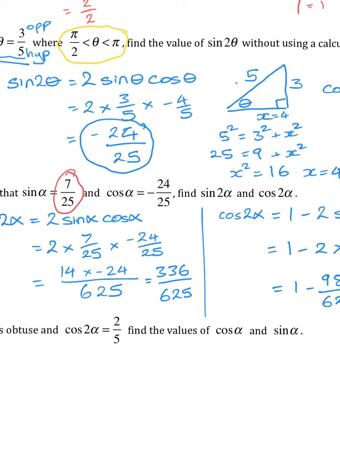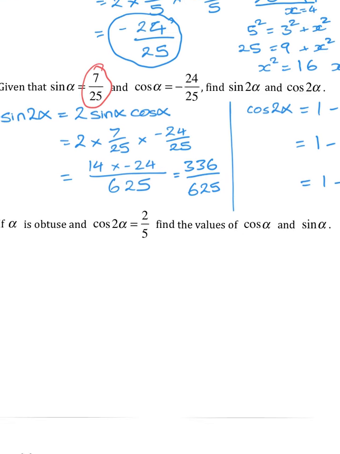625 minus 98. Okay. Then 61 minus 9 is 52. Hopefully that's right. So I get 527 over 625. Yep. Okay. But here in a test, if we had calculator access, you could have used any of the cos 2 theta formulas.